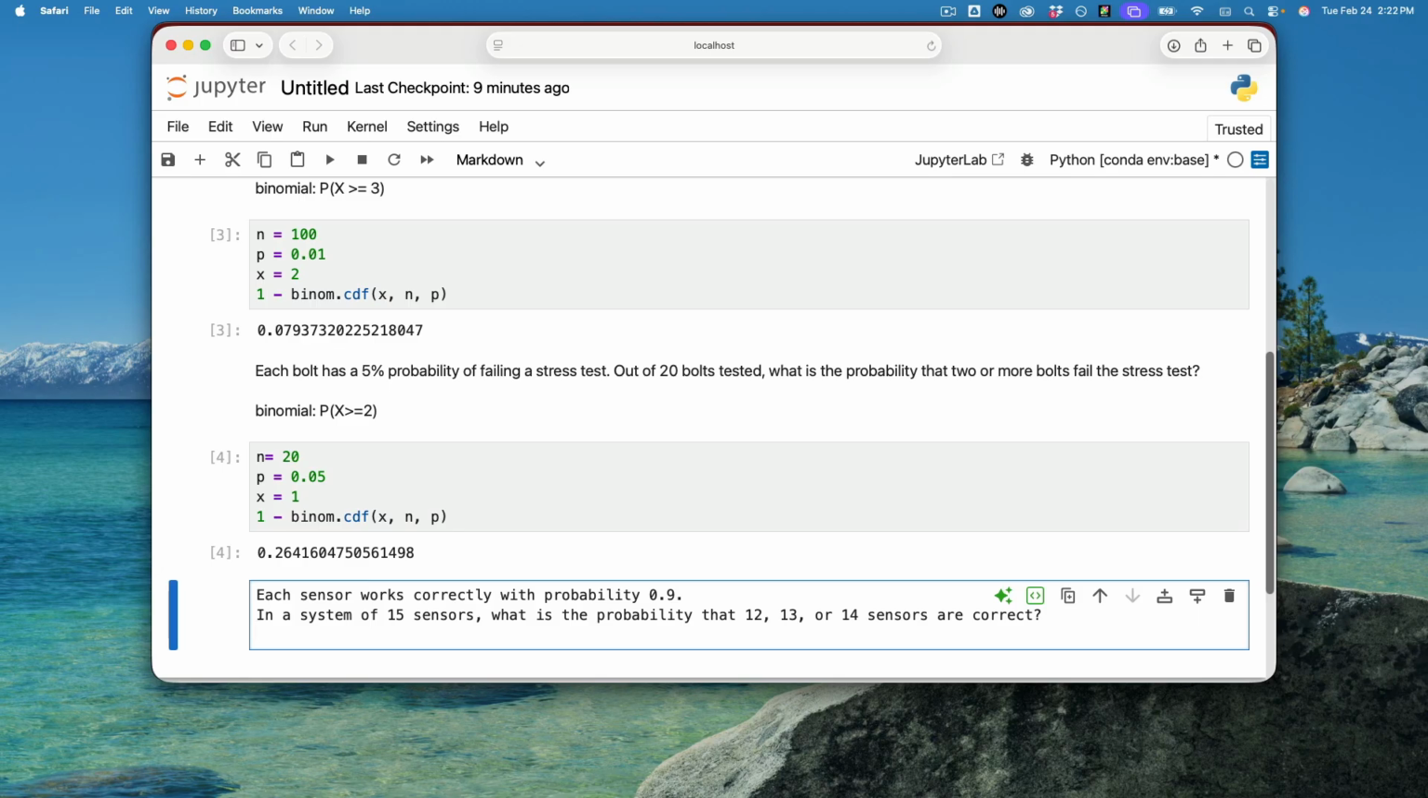In what case would we use something like 1 minus binom.pmf instead of the CDF? Would you ever do that? There's no situation where you have to do that, because the PMF is a value only. The PMF is a probability at a singular value. The CDF gives you the area. So 1 minus PMF is essentially giving you all the probabilities outside that point.